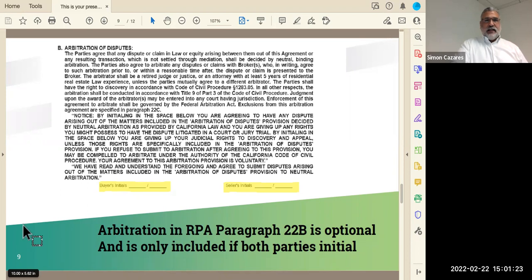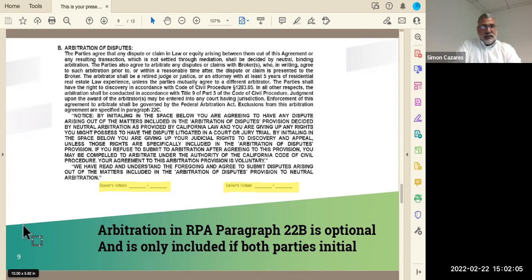Notice: by initialing in the space below, you are agreeing to have any dispute arising out of this matter, including the arbitration of disputes provision, decided by neutral arbitration as provided by California law, and you are giving up any rights you might possess to have the dispute litigated in a court or jury trial. By initialing in the space below, you are giving up your judicial rights to discovery and appeal, unless those rights are specifically included in the arbitration of disputes provision.